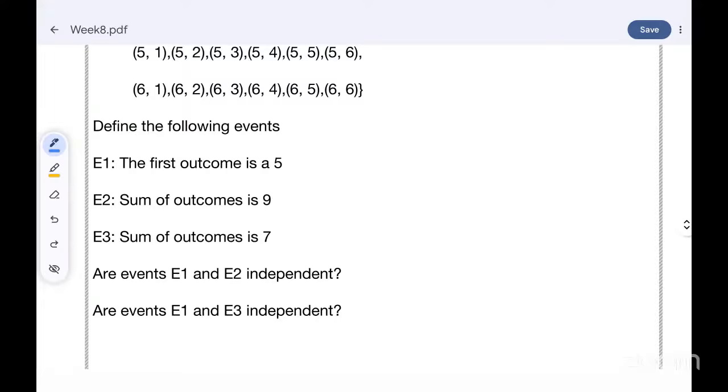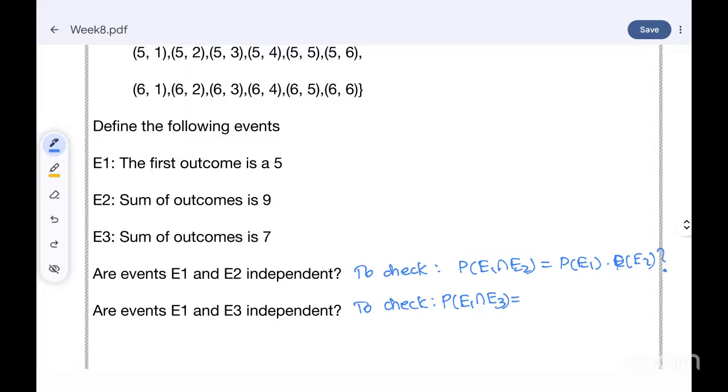So how do we check independence? If you have to check whether E1 and E2 are independent, what do we need to check? We need to check whether P of E1 intersection E2 is equal to P of E1 into P of E2. In the same way, here we need to check P of E1 intersection E3. Is this equal to P of E1 into P of E3? This is what we need to check.